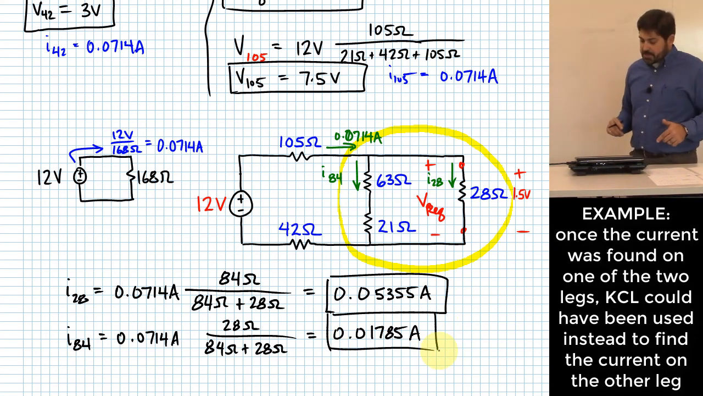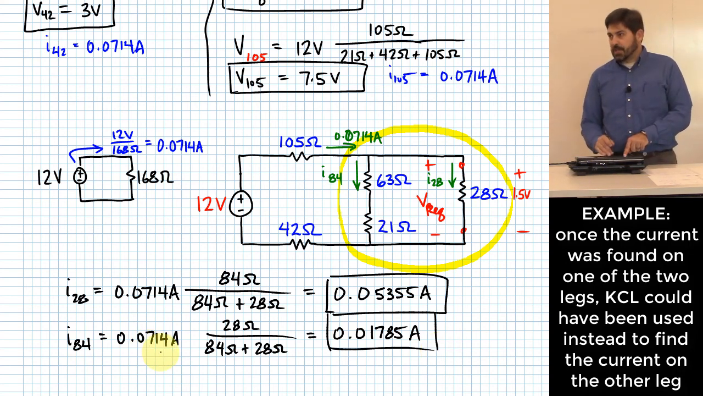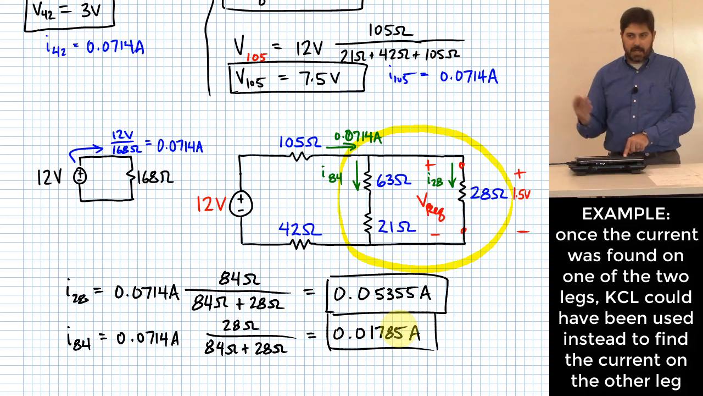Now, I heard a comment from somebody, we didn't really have to do current division again right here. Why not? I could do a subtraction, right? I know that there's 0.0714 amps flowing in here, and I know that 0.05355 amps flows on one leg. If I subtract those two values, I should get 0.01785 amps that must be flowing on the other leg. And I do, right? So there are a couple of options about how you go about finding those.